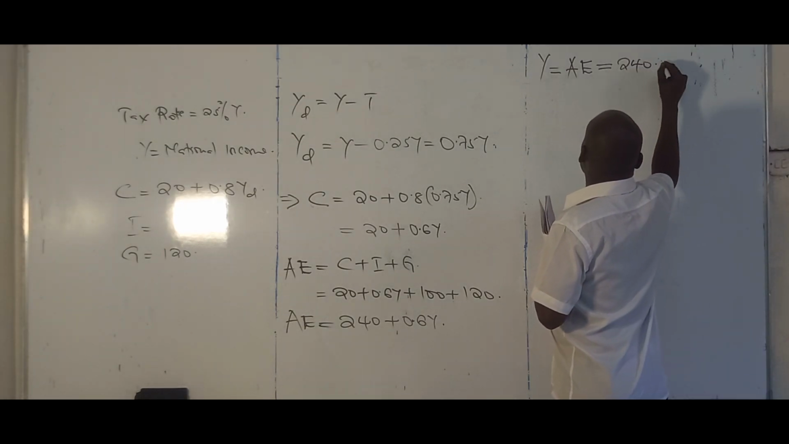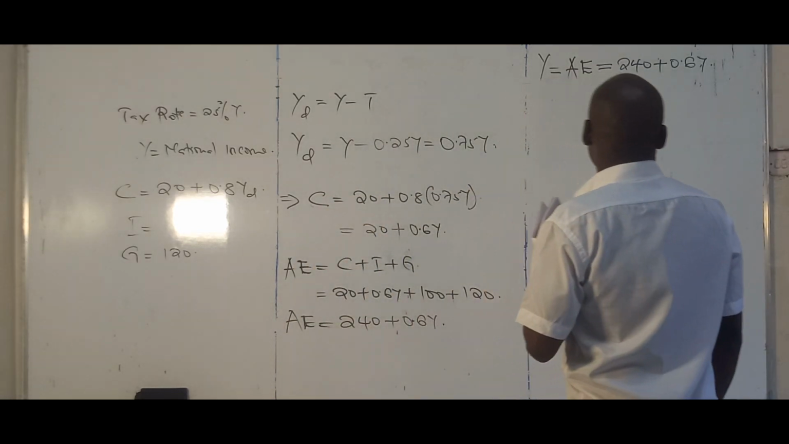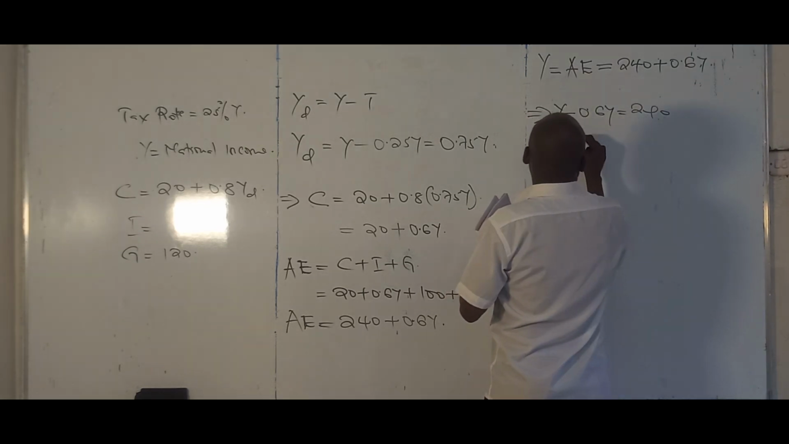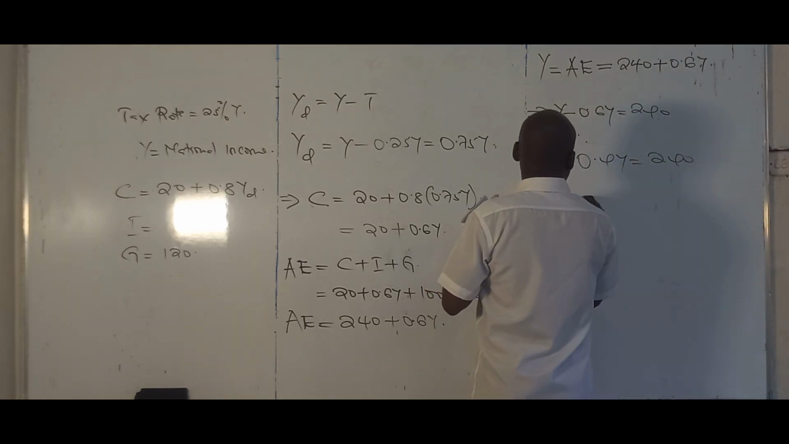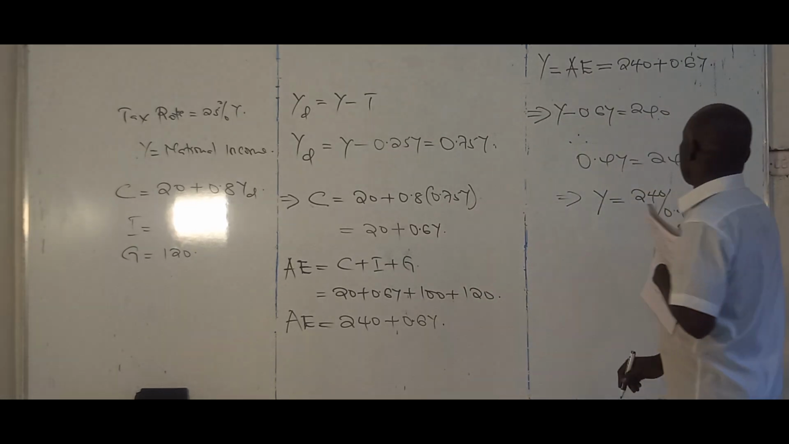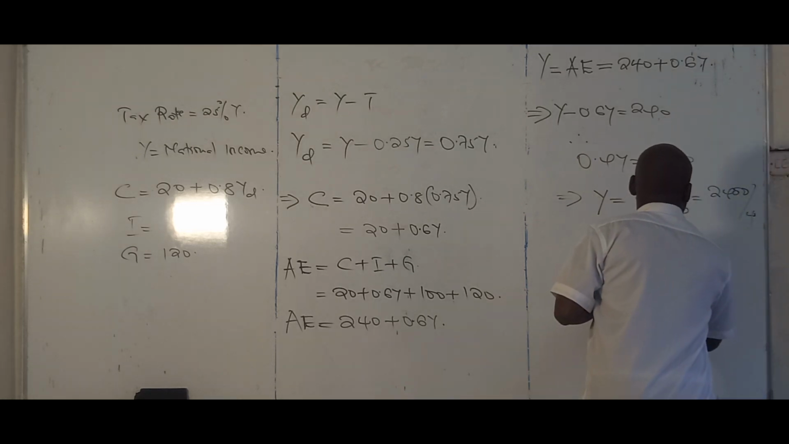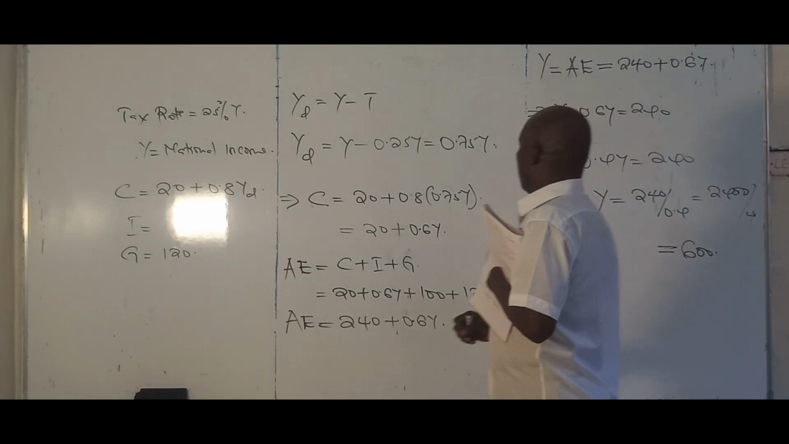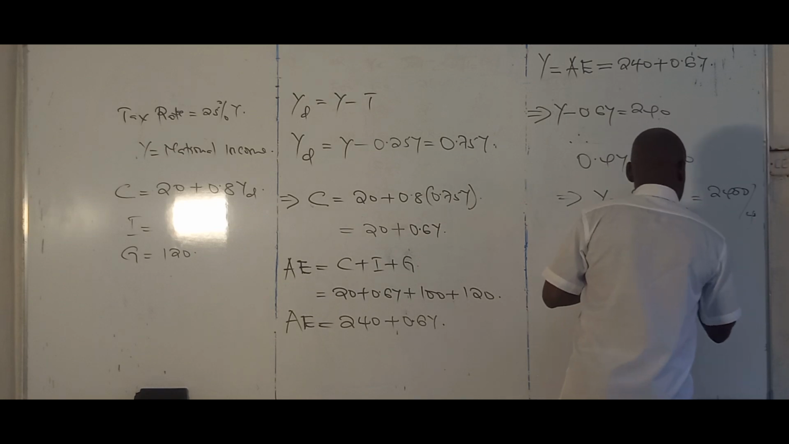So Y equals 240 plus 0.6Y. That means Y minus 0.6Y is equal to 240, and therefore 0.4Y is equal to 240. That implies Y is equal to 240 divided by 0.4, which is 2,400 divided by 4. And that gives me 600. And so we see that the national income is 600 million.